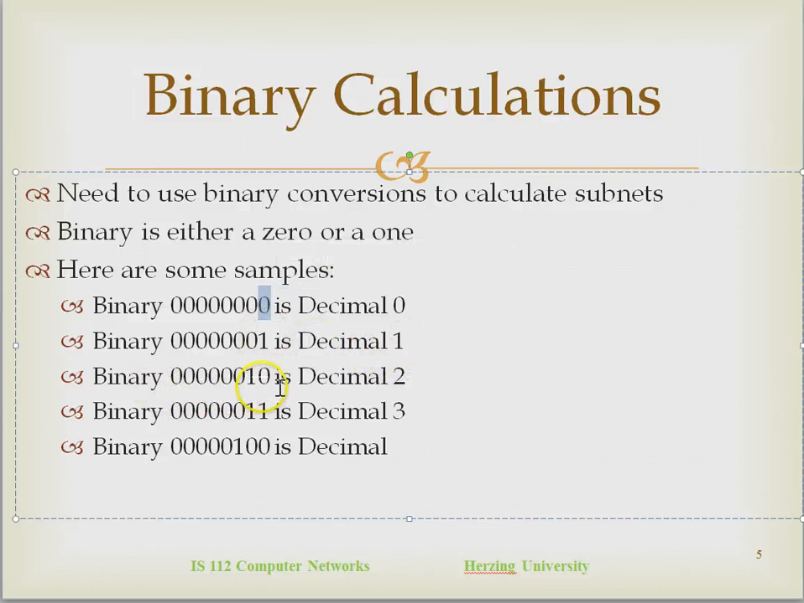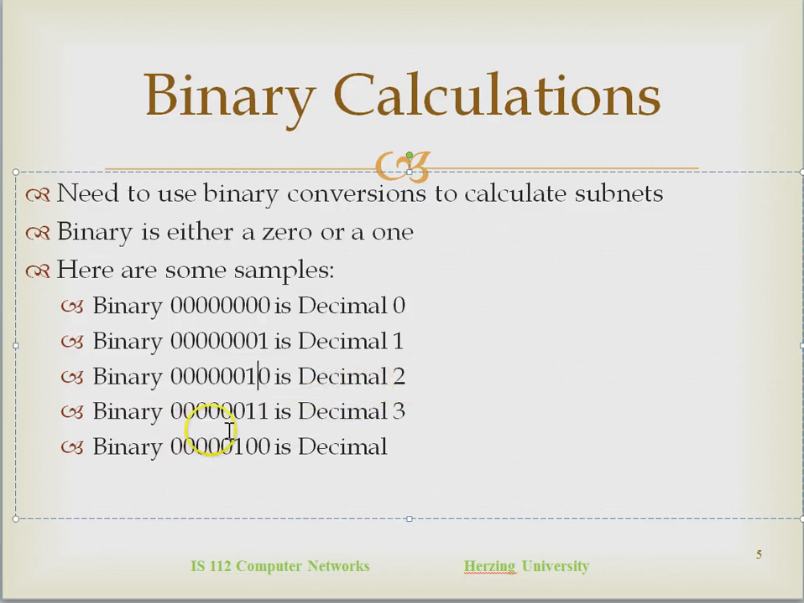Moving over to the left one, you'll see the next column. So it goes from 2 to the 0, and now we're in the second column from the right, which is 2 to the first, which is equal to 2. So in this case, there's a 0 in the ones position, and there's a 1 in the column that's worth 2, so it's a decimal value of 2.